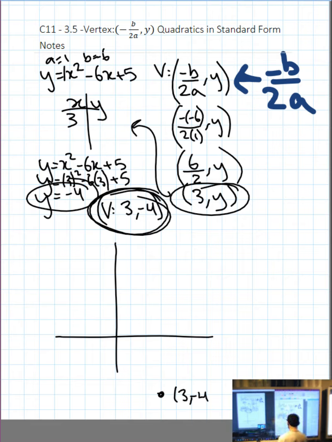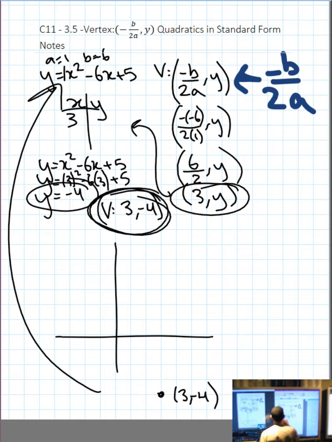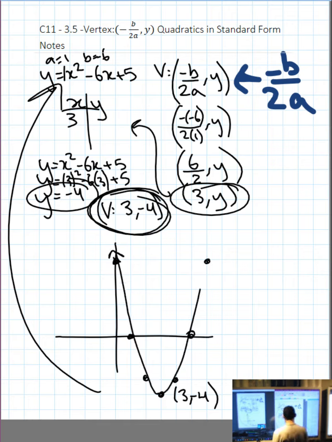So let's put that point on the graph: 3, negative 4, the vertex. Now we knew from before that a was 1, so we can do our 1, 1 pattern. 1 squared is 1, 2 squared is 4, and again 1 squared is 1, and 2 squared is 4. Let's look at this: 3 squared is 9. Whoa. Table of values in your head.